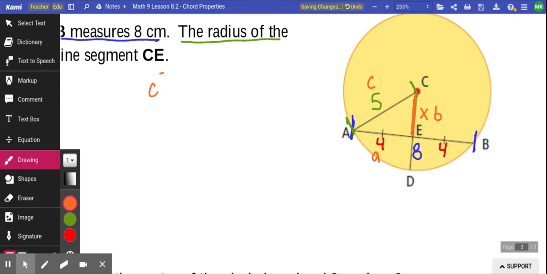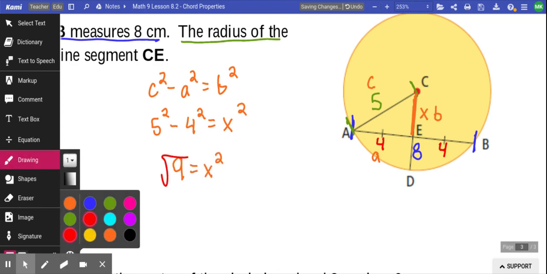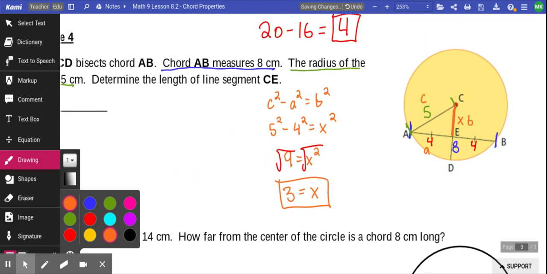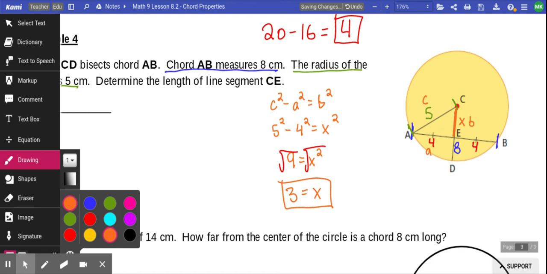So we're going to do C squared minus A squared equals B squared. And we're going to substitute our values in. So we have 5 squared minus 4 squared equals x squared. 25 minus 16 should be 9 equals x squared. You're going to square root both sides. And you get that 3 equals x, which is my distance C to E. Easy peasy, right?